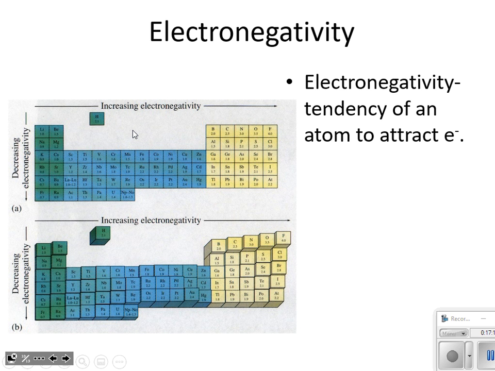Electronegativity. Electronegativity is the tendency of an atom to attract electrons. We've been talking. Who wants to gain electrons? What type of elements want to gain electrons? Stephen, what do you think? Nonmetals. So do you think that nonmetals will have higher electronegativities? Absolutely. Good. They will, because they want to gain electrons to fill their shells.